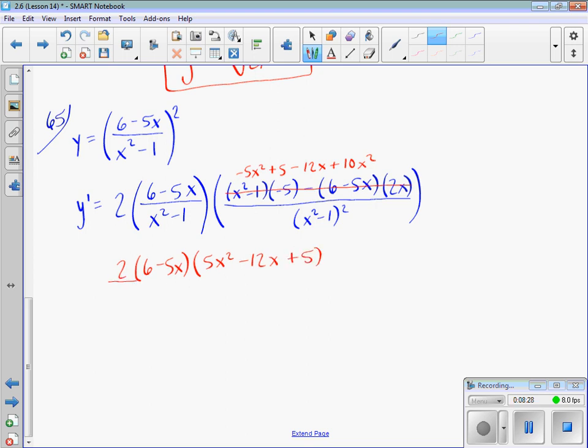And then in my denominator, what do I have? You have x squared minus 1 cubed. Yeah, x squared minus 1 cubed. Perfect. Yep, that's just because this is to the first and this is to the second, so you add your exponents. Okay. So this is my derivative.